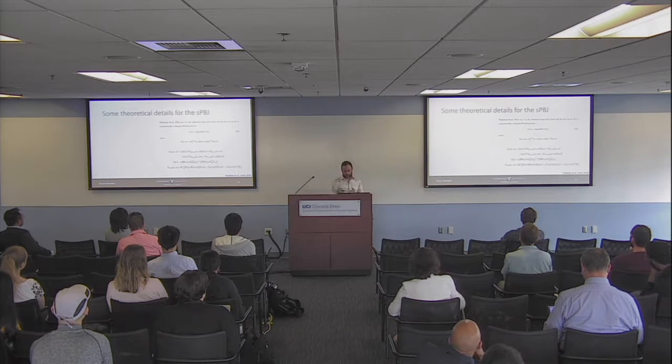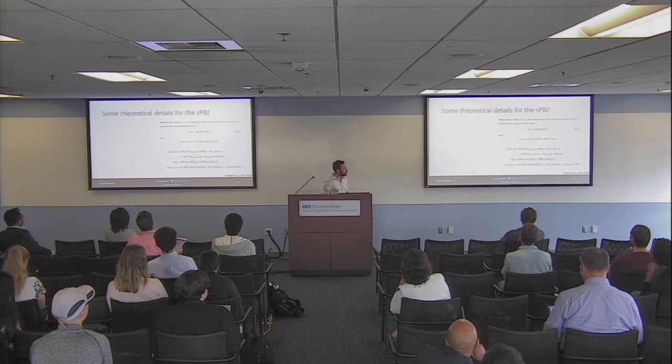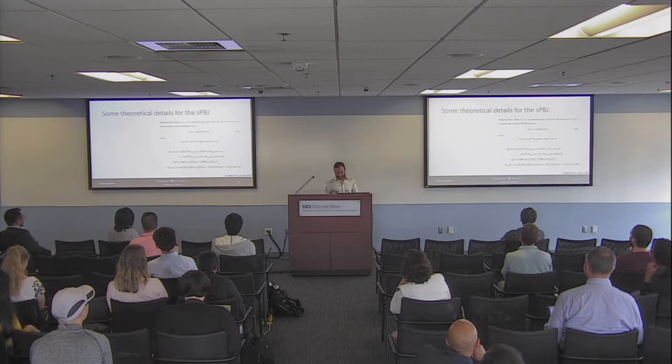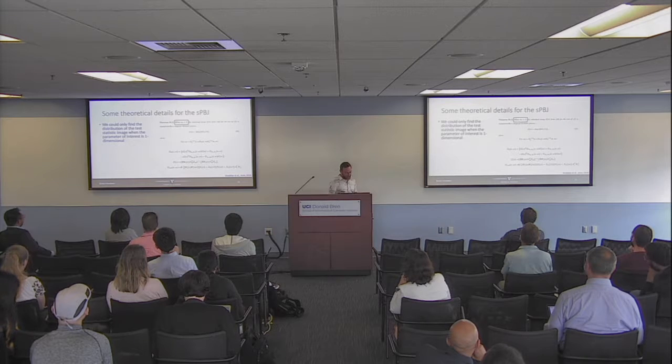Here are some brief theoretical details, just because nobody will ever actually read them in the supplement of the paper, so I'm making you read them now. We can only find the distribution of this test statistic image when the parameter you're interested in is one-dimensional.